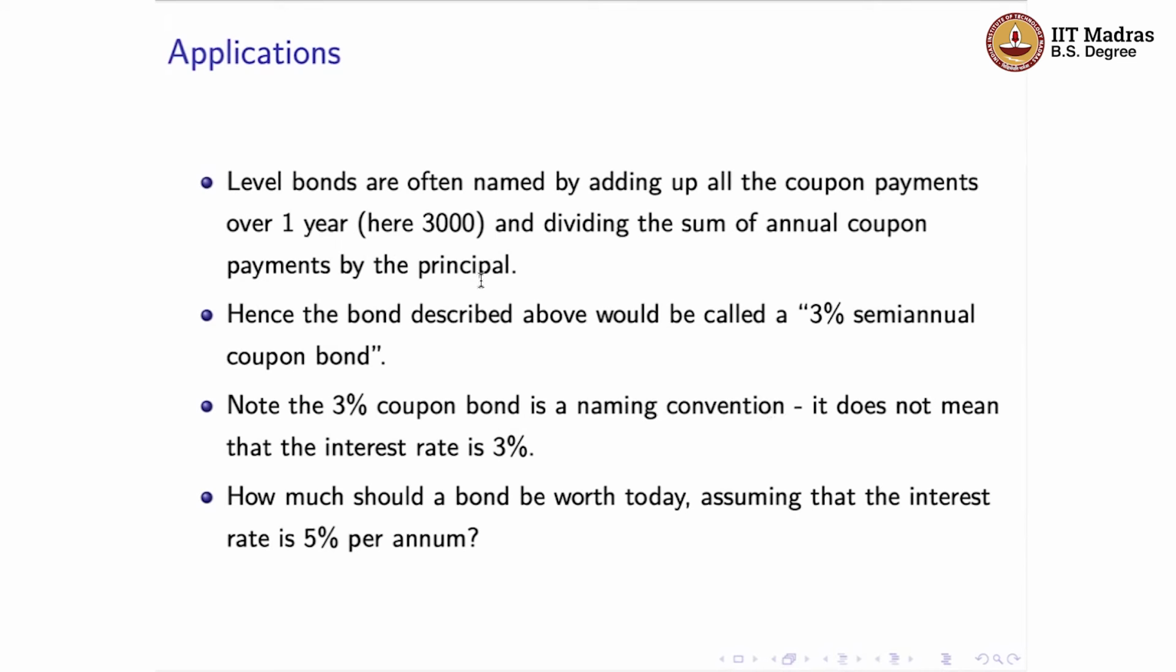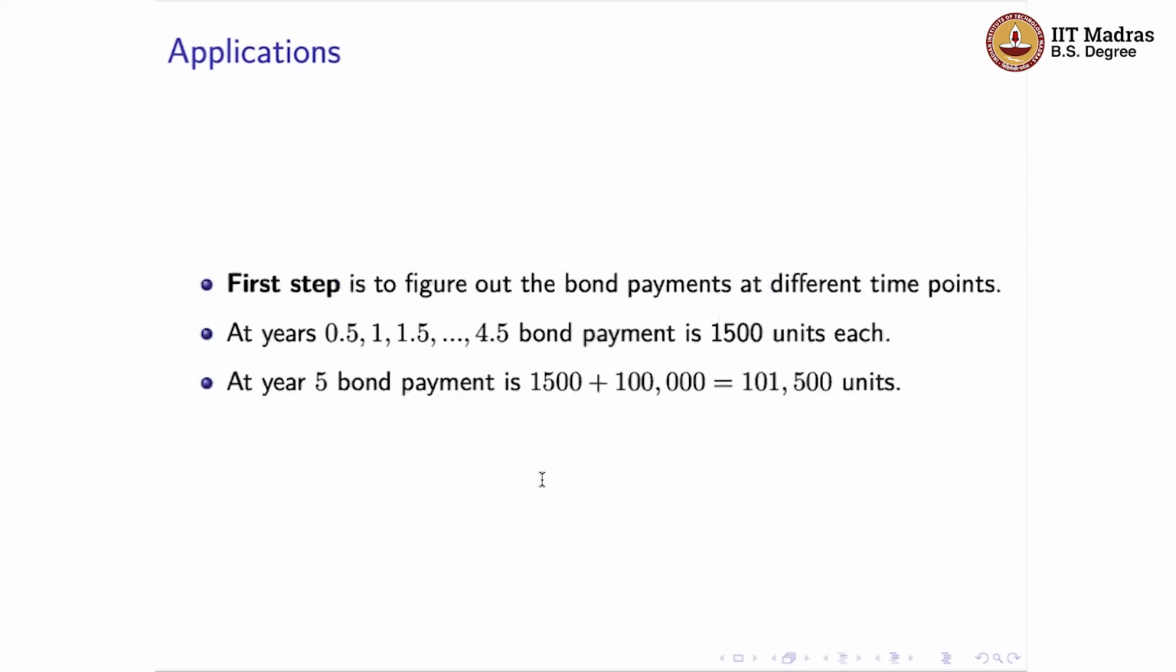So one question that we might have is, how do you value such a bond today, assuming that the interest rate is 5% per annum? So how would we go about doing it? There are two ways in which you can do it. One is that you start systematically thinking step by step and applying the present value formula.